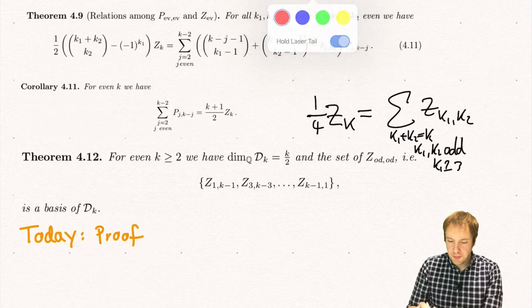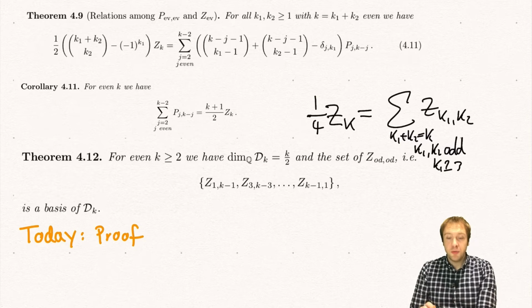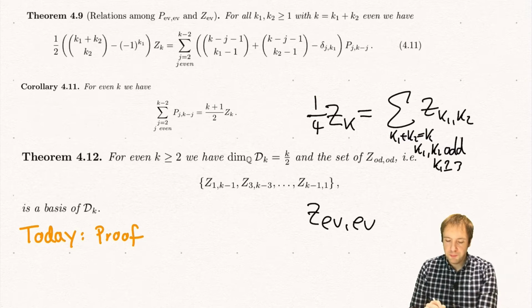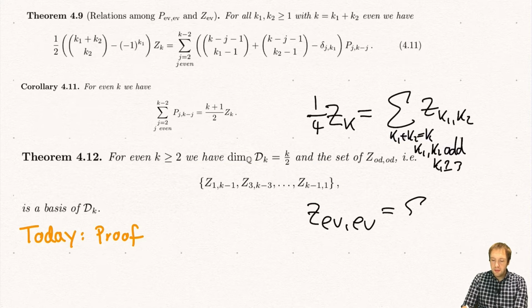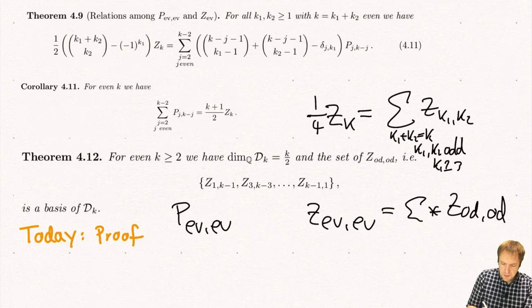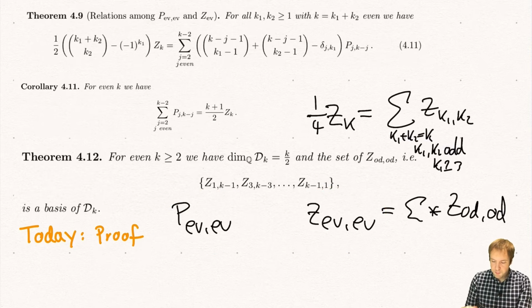So z_k can already be written in terms of these, but what we don't know so far is how to, for example, write a z even in terms of these elements. So how do we write this as some linear combination of z odd? And if we know this, then we also know how to write p even, because they can be written as a linear combination of these. And p odd is already clear by the Stuffle product.